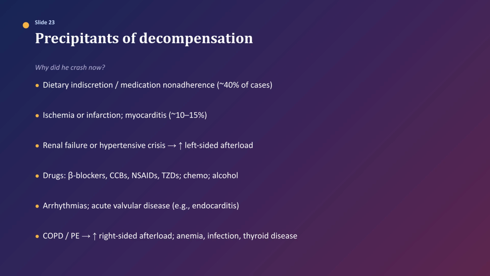Decompensation usually has a trigger. Common precipitants include dietary indiscretions, medication non-adherence, ischemia, and uncontrolled hypertension. We also screen for contributing factors like arrhythmias, infections, or acute valvular issues. Identifying and addressing these triggers is a fundamental part of restoring patient stability.